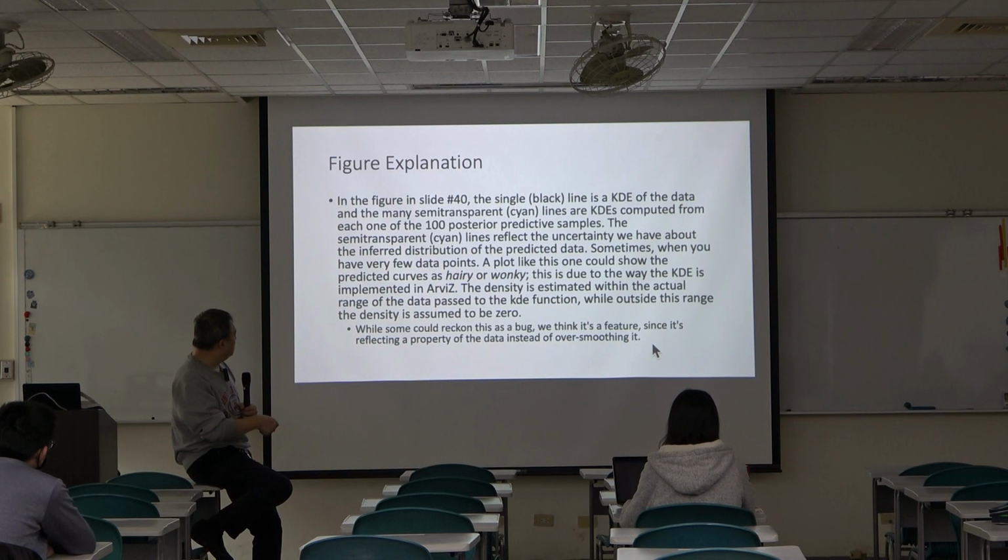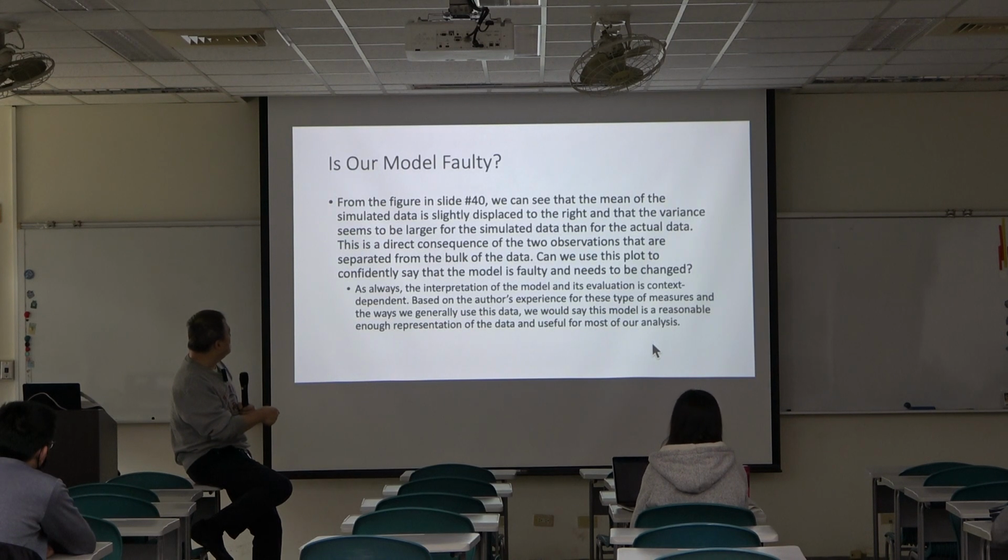I already explained this, but from the figure we can see the mean of the simulated data is slightly displaced to the right. I hope this is obvious. If it's not, you probably want to use the computer to generate it, because when we print it on paper, it's not as clear as it is on the computer screen.